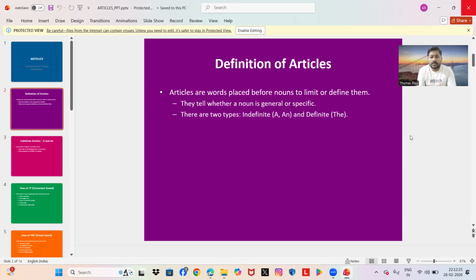మనం వీటిని nouns ముందు పెడతాం. ఎందుకు పెడతాం మనం? Why do we place them before the nouns? To limit or define them, to define the nouns or to control the nouns. They tell whether a noun is general or specific, and we use articles to confirm whether the noun is general or specific. There are two types, indefinite and definite.